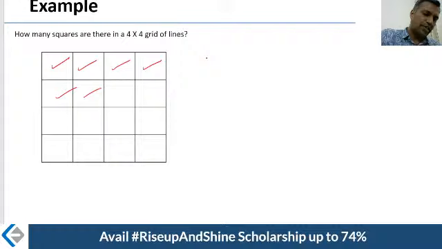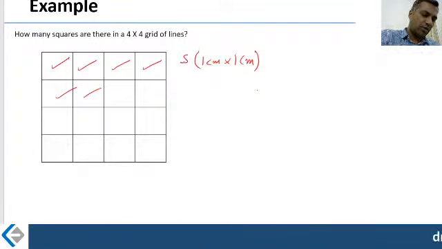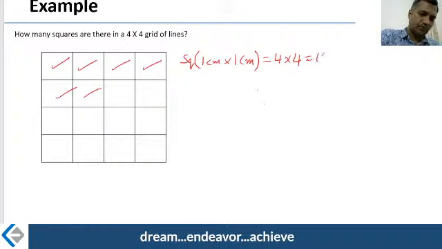Unitary squares means what? Dimension 1 centimeter by 1 centimeter. Assume centimeter is the unit I'm talking about, just to illustrate that. How many squares of 1 centimeter by 1 centimeter are there? You will say 4 rows and 4 columns, 16. And that's counting.